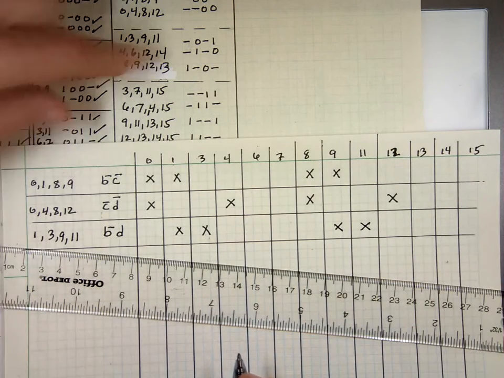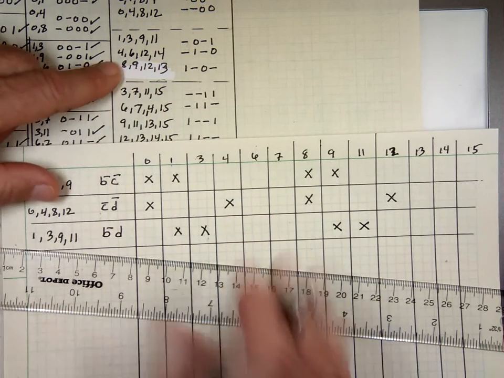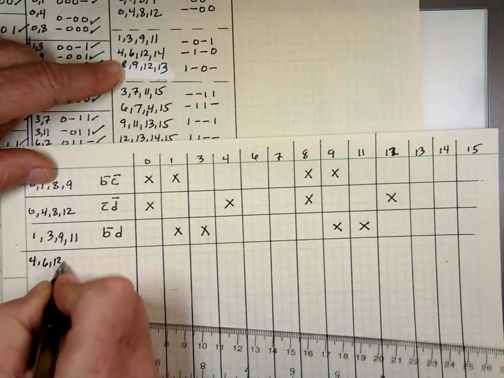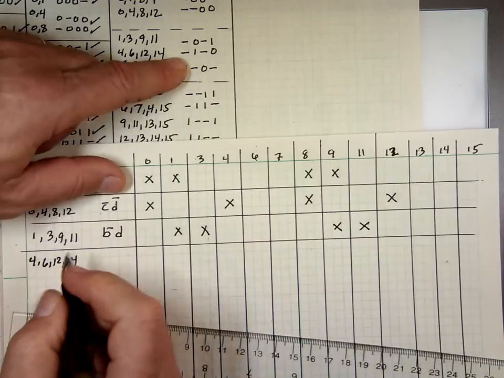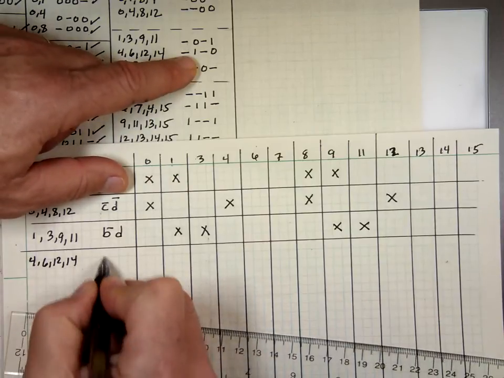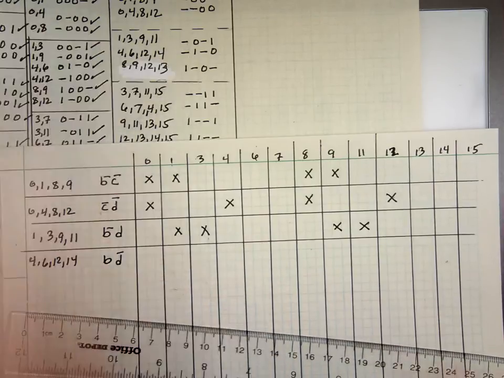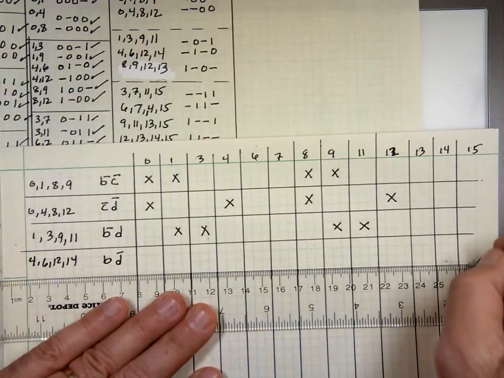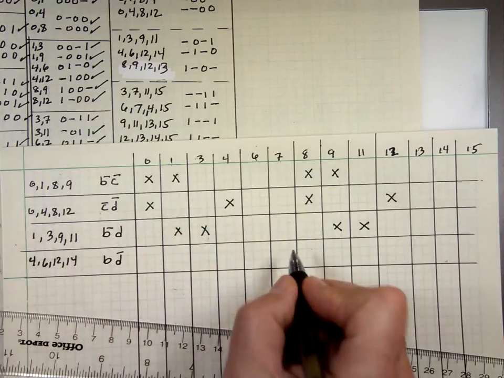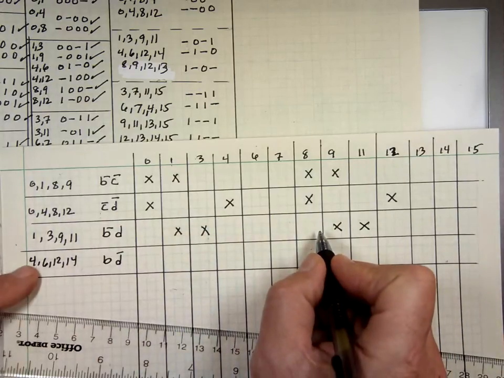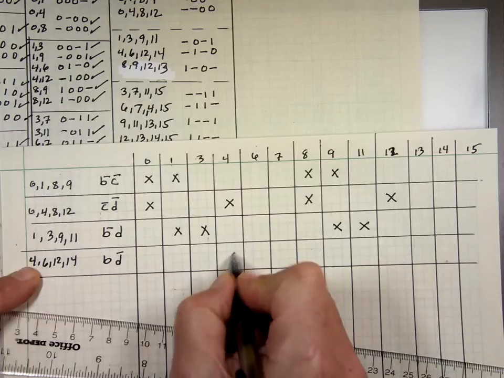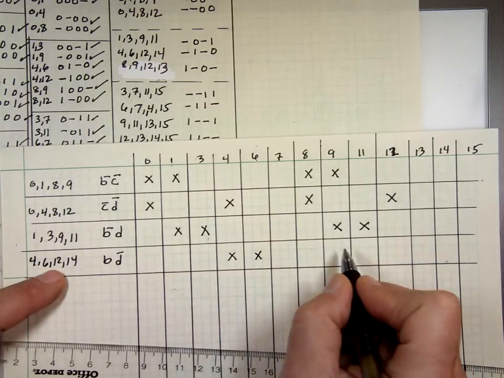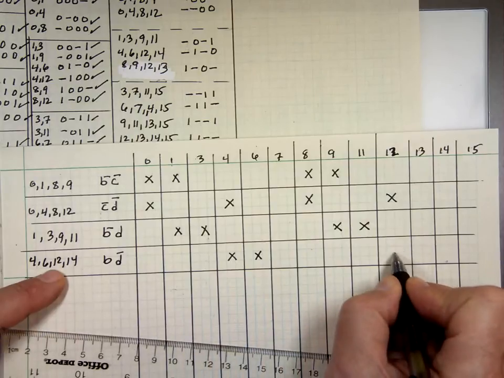Next one. 4, 6, 12, 14. That's B, D naught, right? B, D naught, that's 4, 6, 12, and 14.